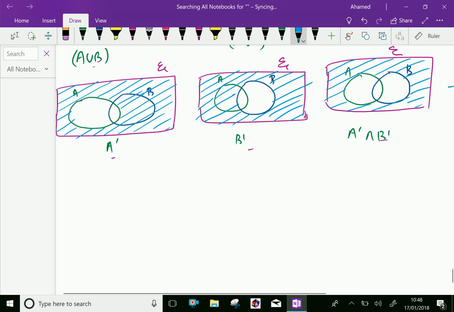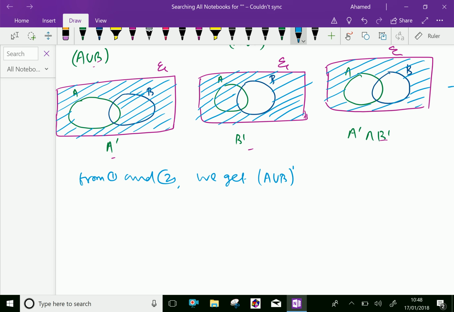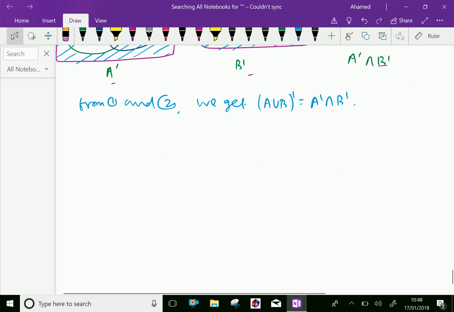From 1 and 2, we get (A union B)' equals A' intersection B'. Similarly, for the second part of the problem, the second law is (A intersection B)' equals A' union B'.